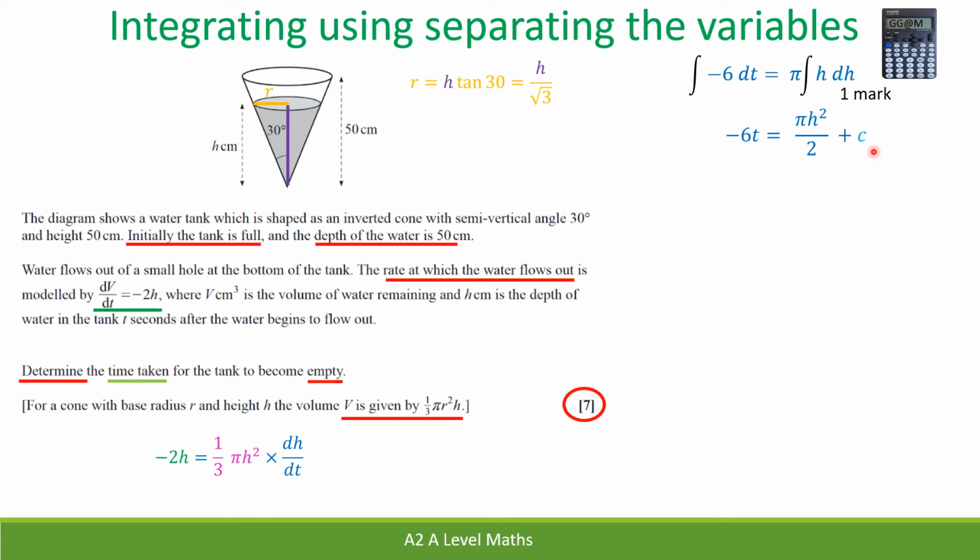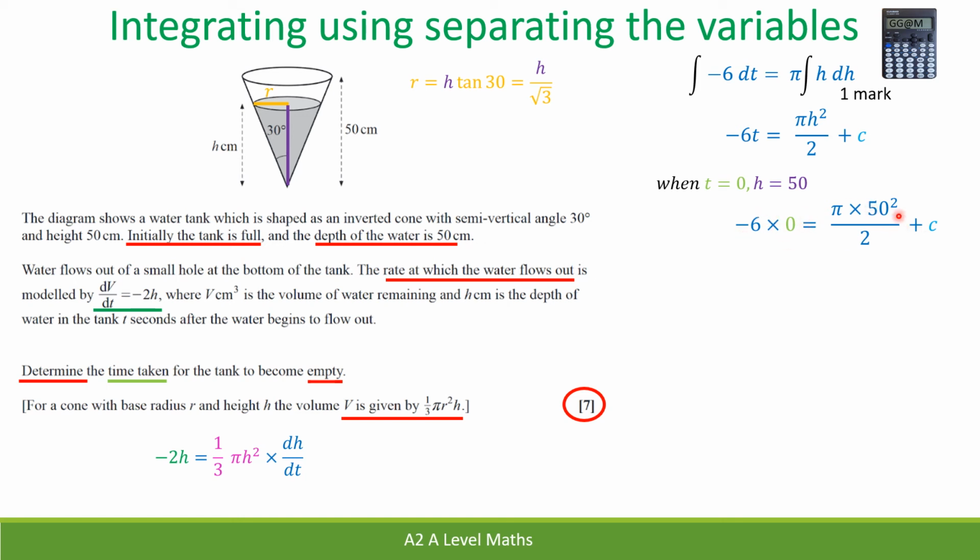So the constant on the end, we were told initially the tank is full. So that means when t is equal to 0, h is going to equal 50, as we discussed earlier. So substituting these values in, instead of writing t, I can write 0. Instead of writing h, I can write 50. So the left-hand side is just 0.